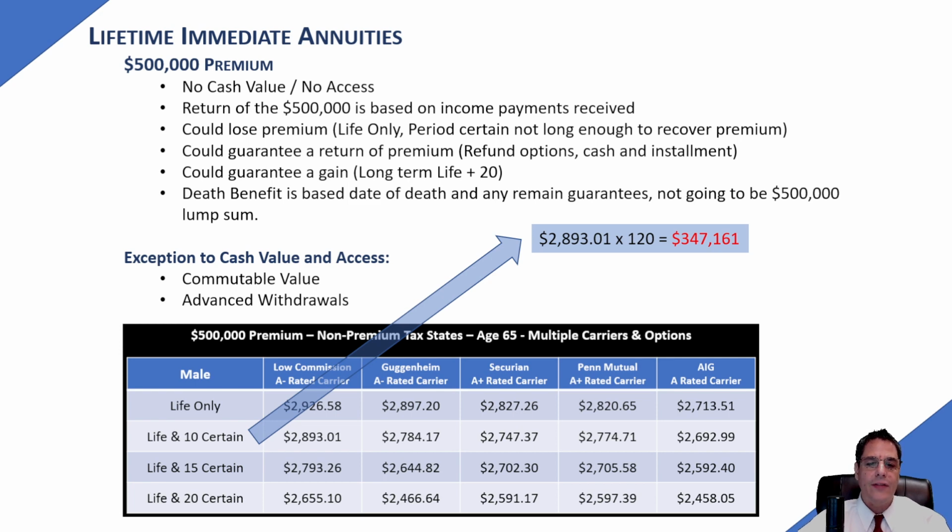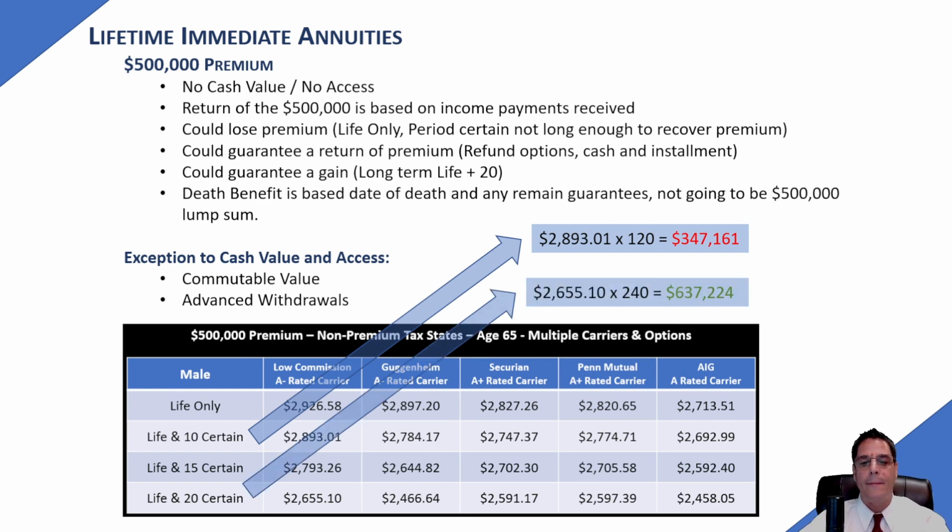So here's a look at life with 10. For this particular client, age 65, life with 10 would give off $28.93 a month times 120 months, a 10-year certain. That would give $347 as the minimum guarantee. Should that person die, say in the 5th year, and they don't make it 10 years, the heirs' maximum return is $345. But if that same client bought the life with 20 at $26.55 times 240, the minimum they'll get no matter when they die is $637. In both these cases, if they live to 100, it'll keep paying. But if they die before that guarantee, here's how it would work out. As you can see, the life with 10 could lose money, and the life with 20 could guarantee a gain. So that's how that works.